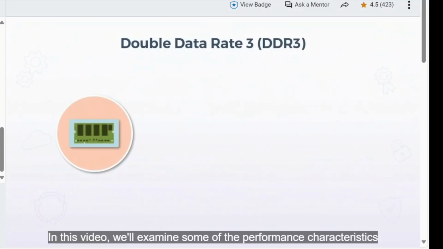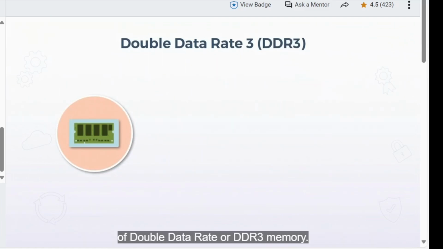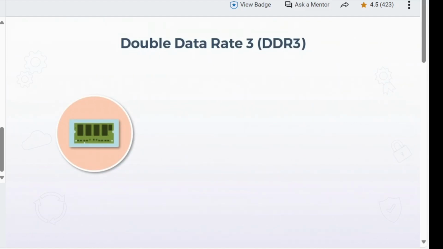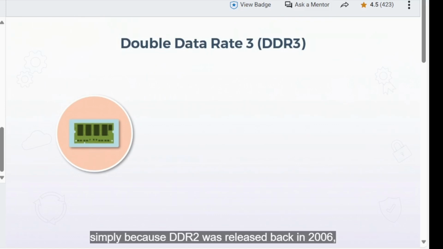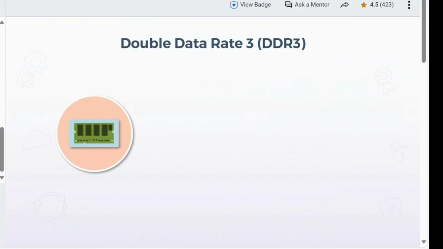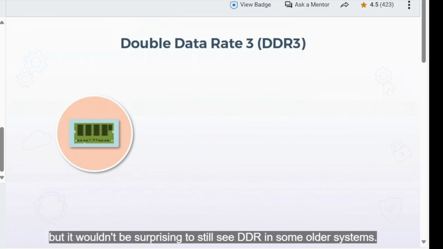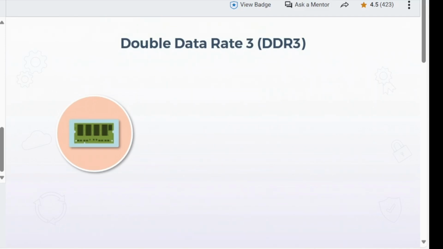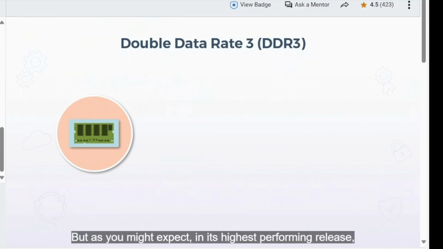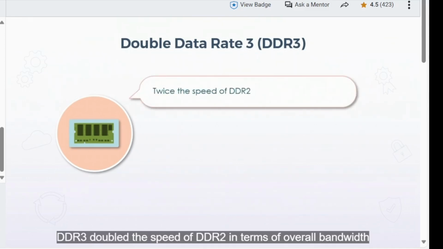In this video, we'll examine some of the performance characteristics of double data rate or DDR3 memory. Now, in short, we're starting with revision 3 of DDR simply because DDR2 was released back in 2006, so over 16 years ago at the time of this recording, so it can largely be considered a legacy version. That said, even DDR3 itself was released over 10 years ago, but it wouldn't be surprising to still see DDR3 in some older systems.